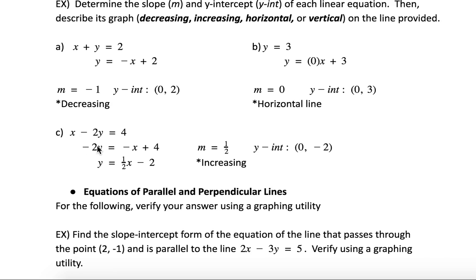We end up subtracting x from both sides, and dividing by -2. So dividing -1 by -2 gives us +1/2, and 4 divided by -2 is -2. So that slope is 1/2, going up 1, right 2. And the y-intercept, 0, -2, or just -2. So positive slope is going to give us an increasing line.